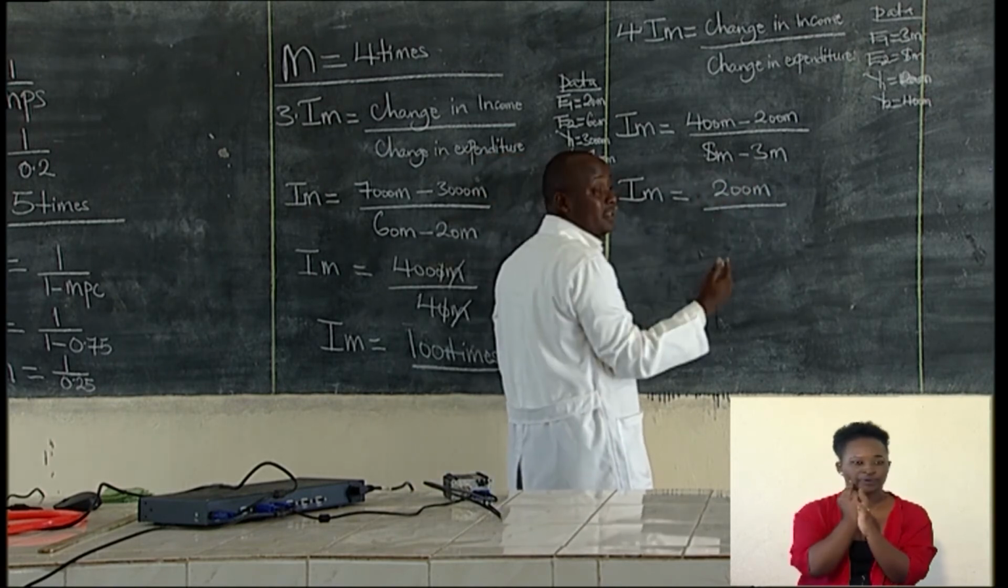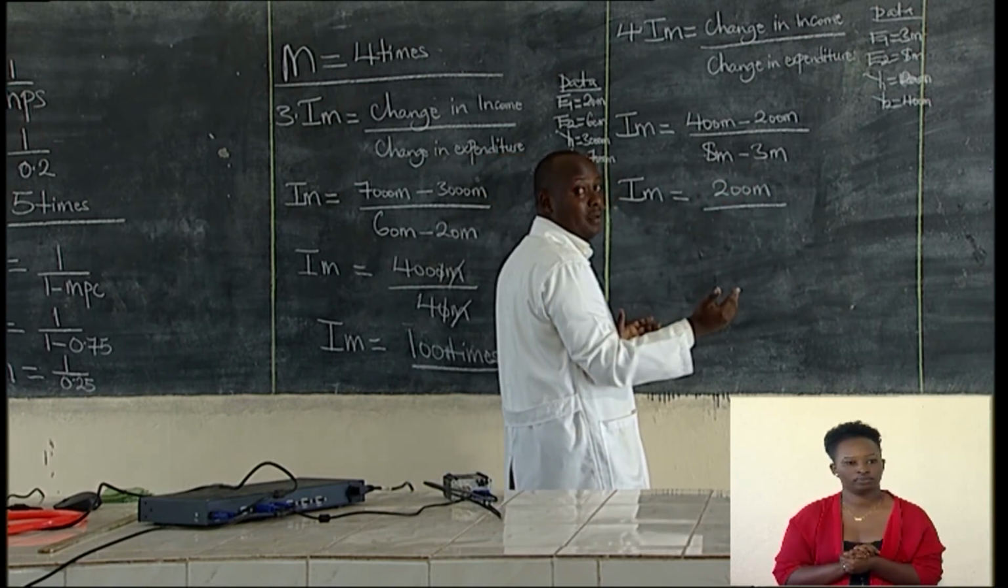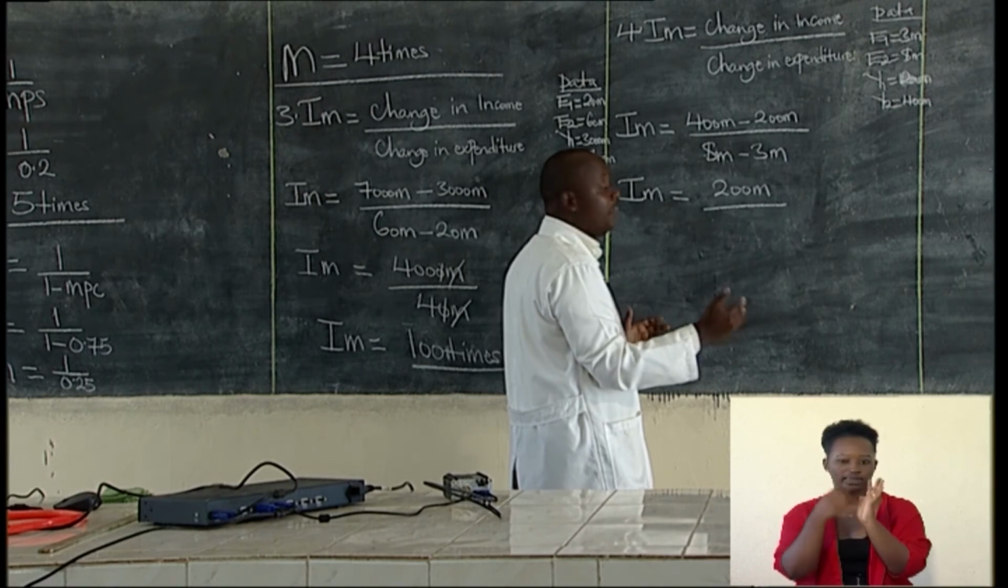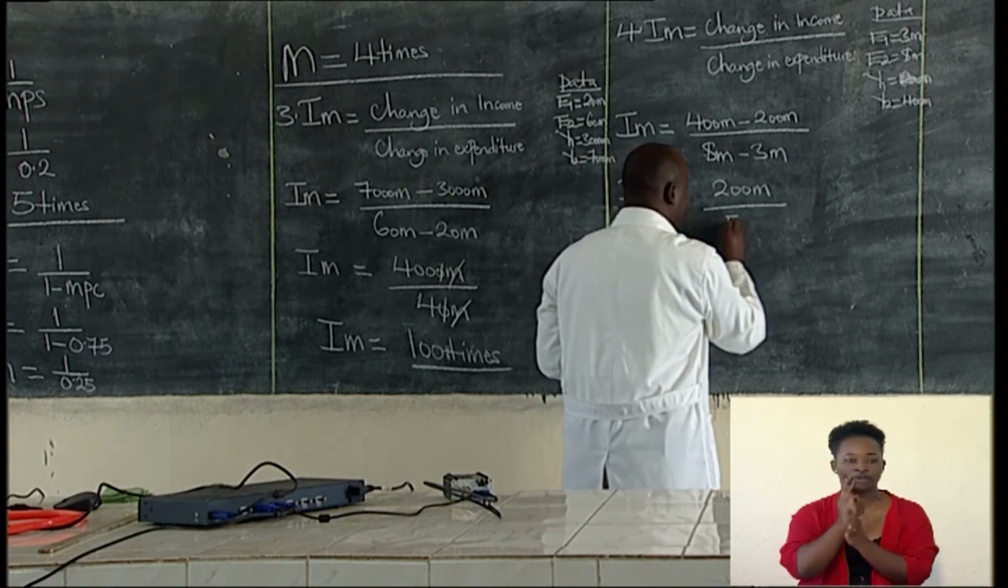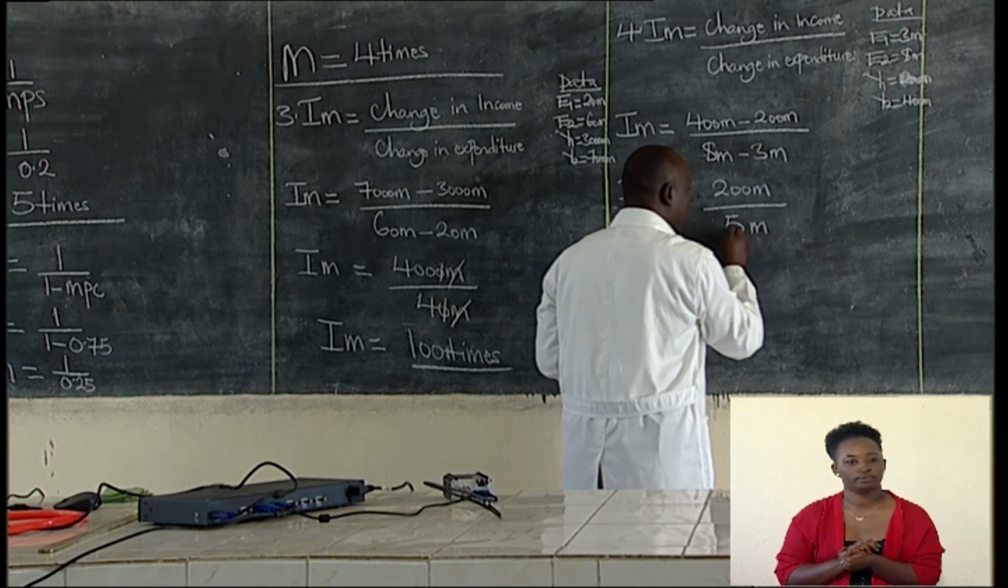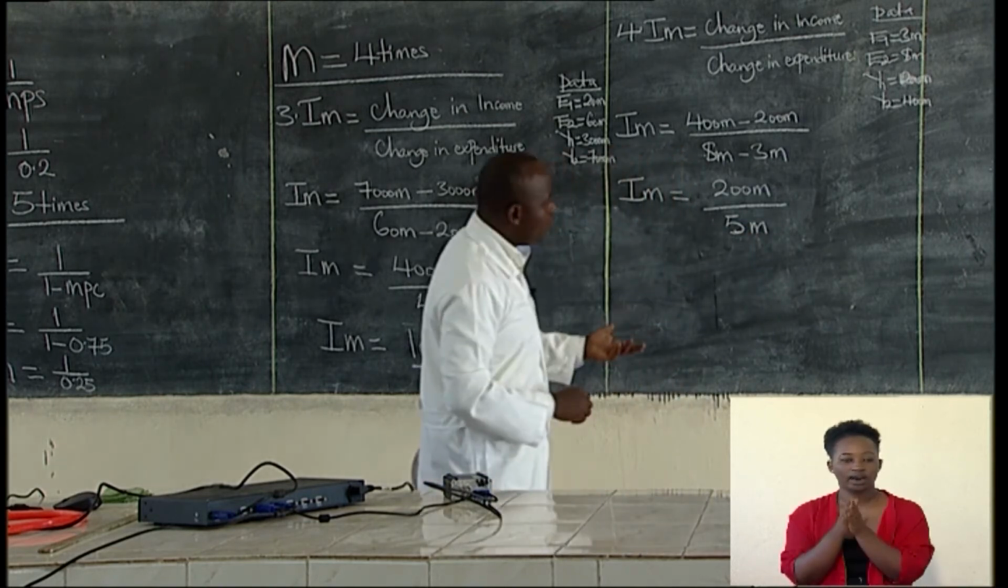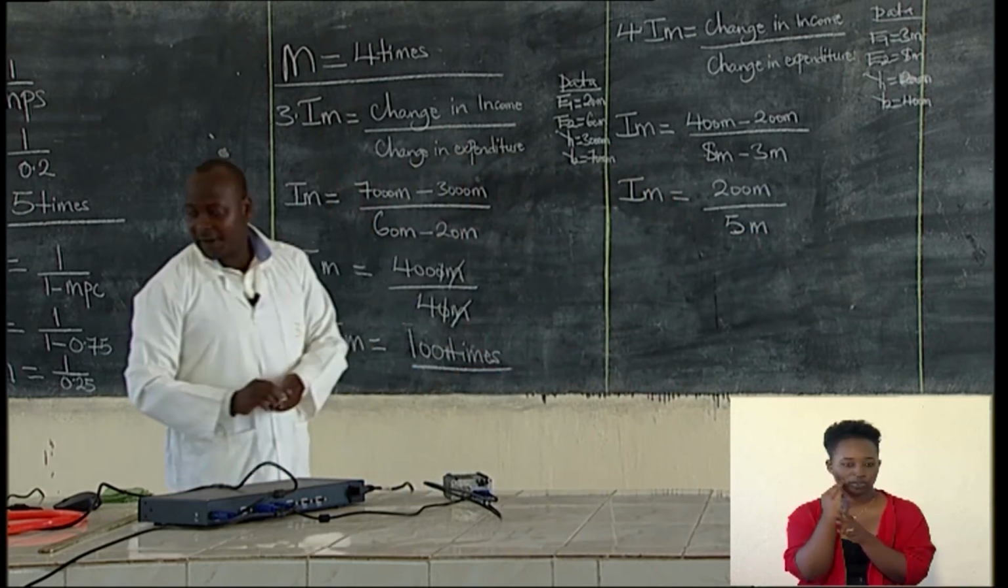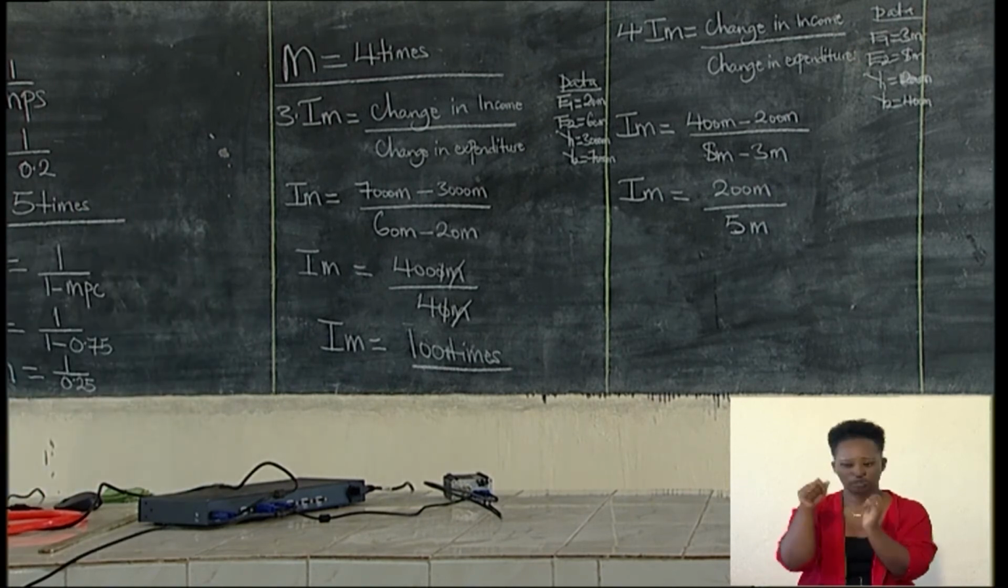8 million minus 3 million, you will remain with 5 million. You will get 5 million. And 200 million divided by 5 million, you can join me to calculate these, learners. If you get 200 million divided by 5 million, you will get 40.